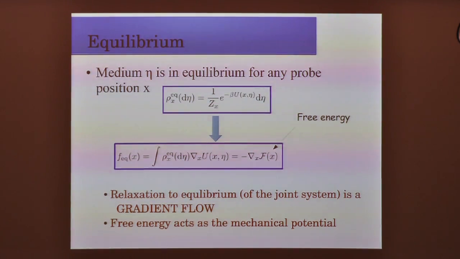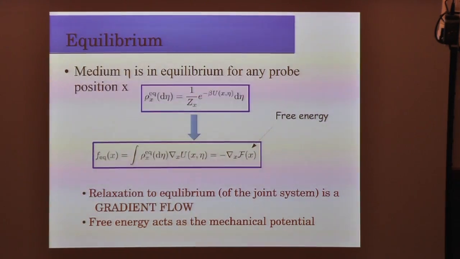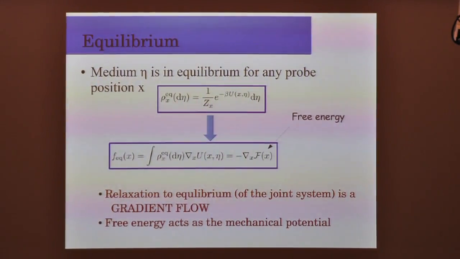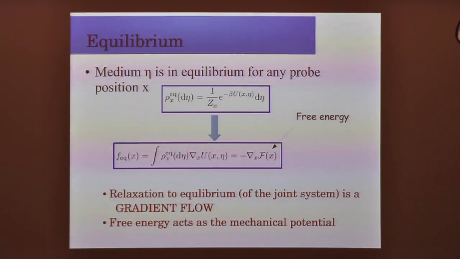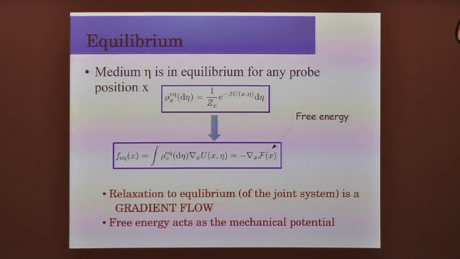When we think of the joint system, the probe and the medium, the force on the probe is basically a gradient, and typically it would relax to a joint equilibrium, and that relaxation is just a gradient flow, where free energy acts as the mechanical potential. So this thermodynamic potential is just converted to a mechanical potential for the position of the probe.